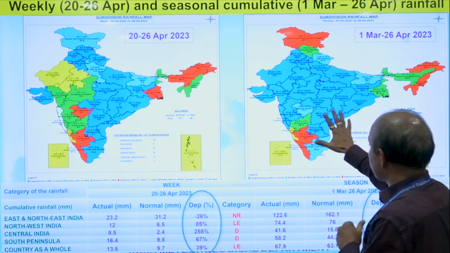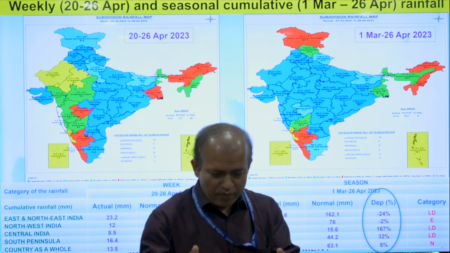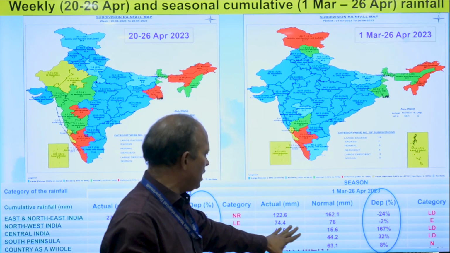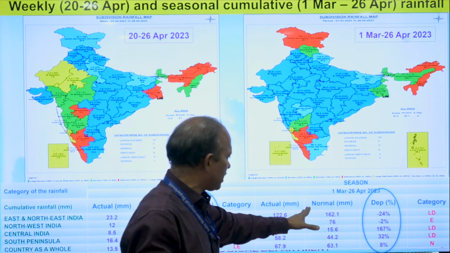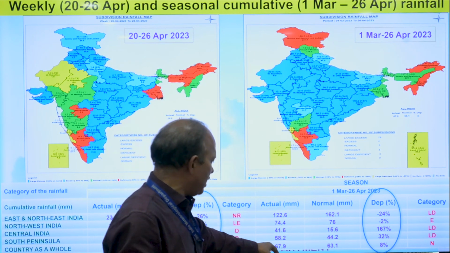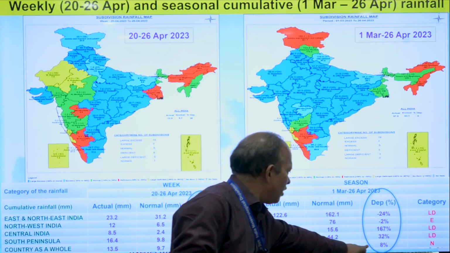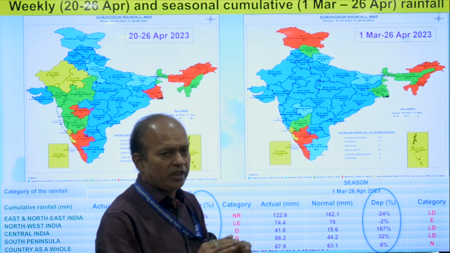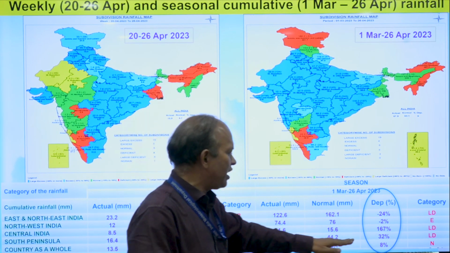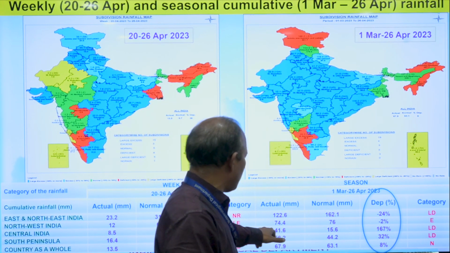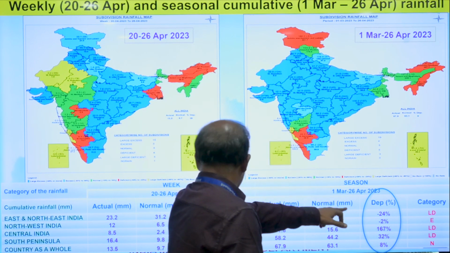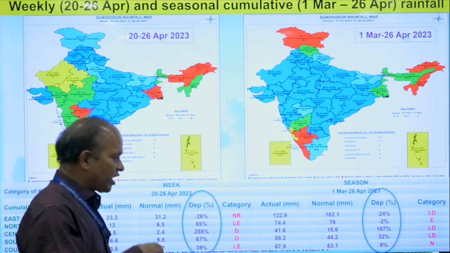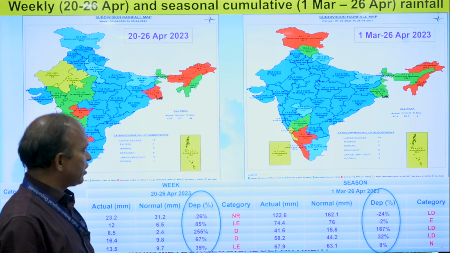And now you can see the cumulative. This is the cumulative starting from 1st March, the season as a whole, what are the present conditions. You can see 1st March to 26th April. Here also because of one week it is reflected here, otherwise it was not on the positive side, but from 1st March it is 8%, that means as a season now it is 8% above normal. You can say it is only 8% extra, but for the cumulative rainfall also, central India and South Peninsula are positive, whereas the northeast is negative. So this is the weekly and cumulative rainfall till 26th of April.